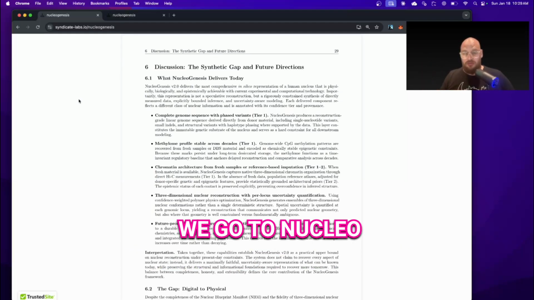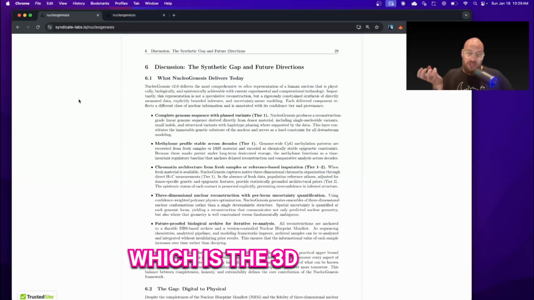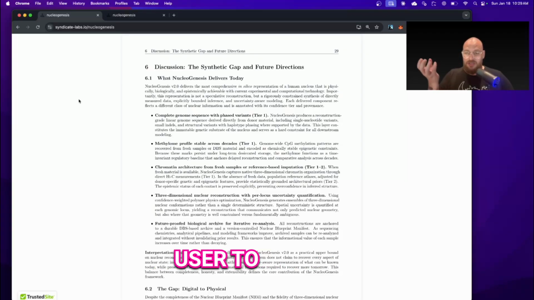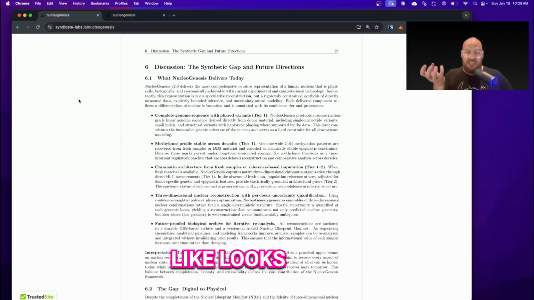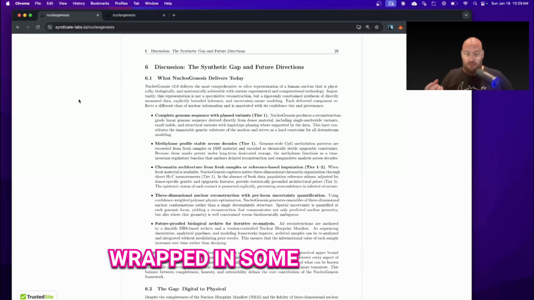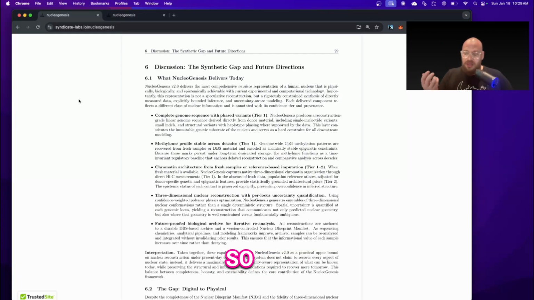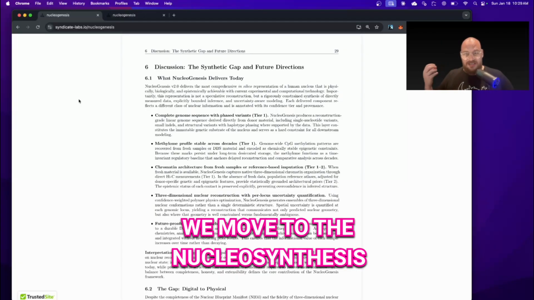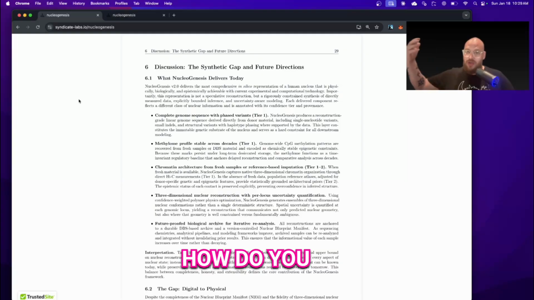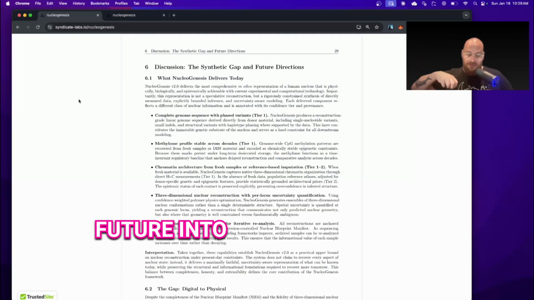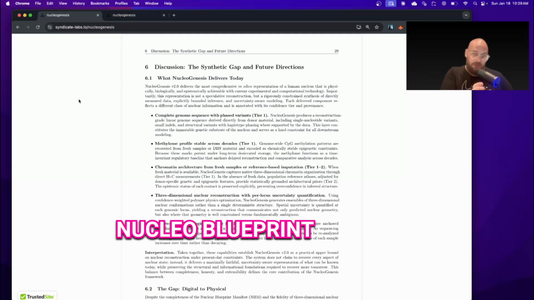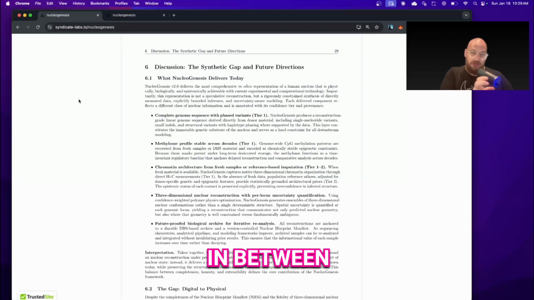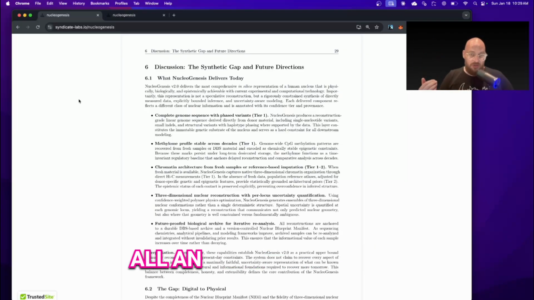So then we go to nucleo reconstruction, which is the 3D modeling, for the user to see how dense the chromatin is, and what the nucleus looks like on a 3D model wrapped in some cytoplasm on an axis. So then we move to the nucleosynthesis, right, which is how you add more information from the future into the nucleogenesis framework, all while keeping all the information that you have in terms of the nucleo blueprint manifest and everything that you've done in between, all version controlled, all in an immutable ledger.